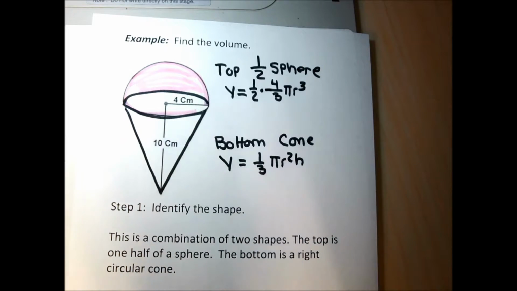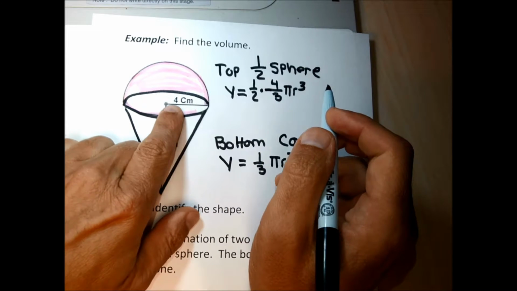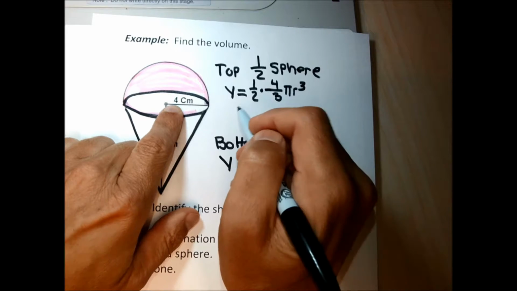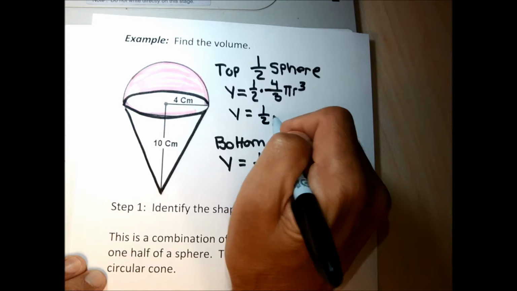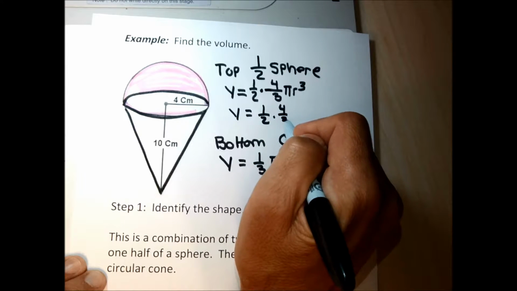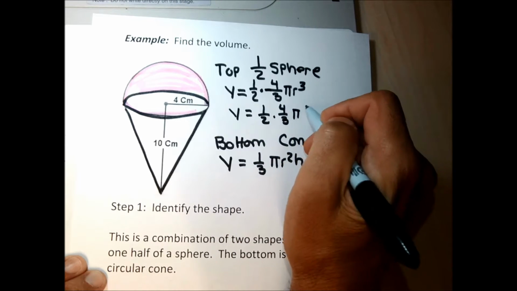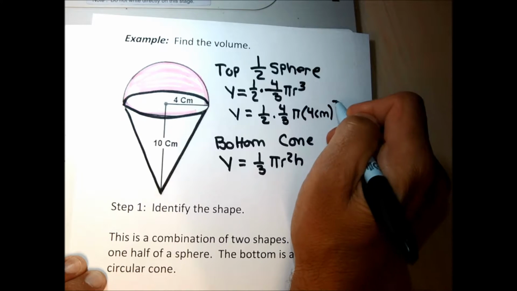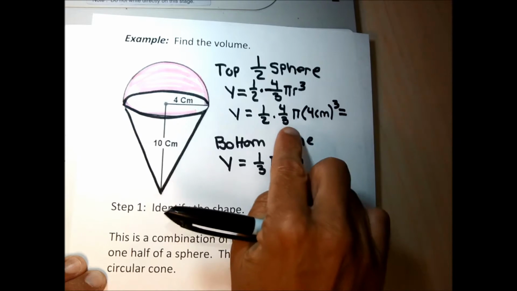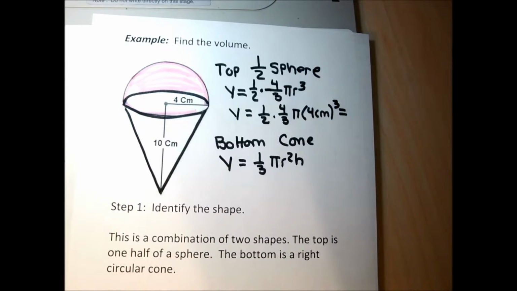So to do this figure's volume, I'm going to have to do the volume of the top separately from the volume of the bottom, and then I'm going to add the amounts together. So for the top, the r is 4, and so the volume of the top is going to be 1/2 times 4/3 times pi times 4 centimeters cubed. That I'm going to do on my calculator. I'm going to leave the pi just kind of hanging out.